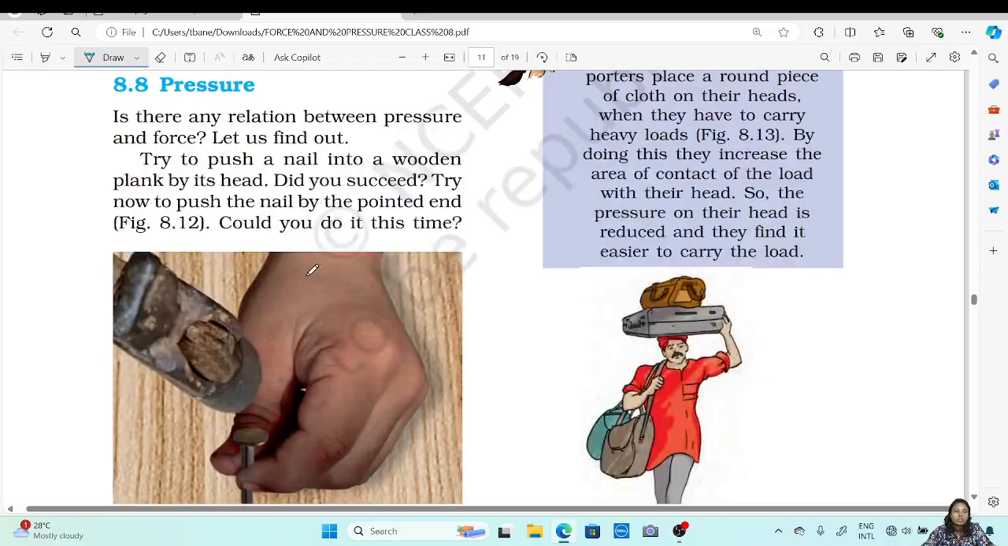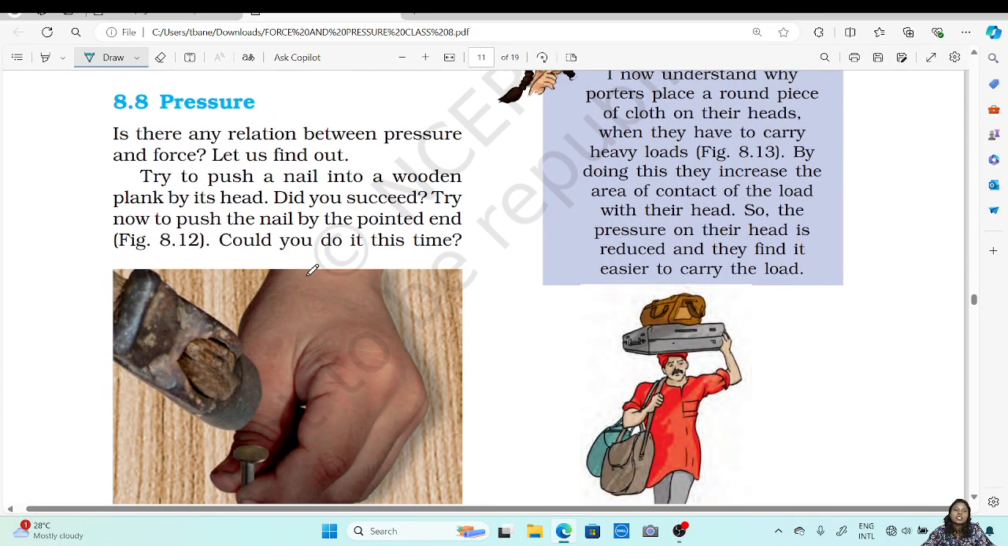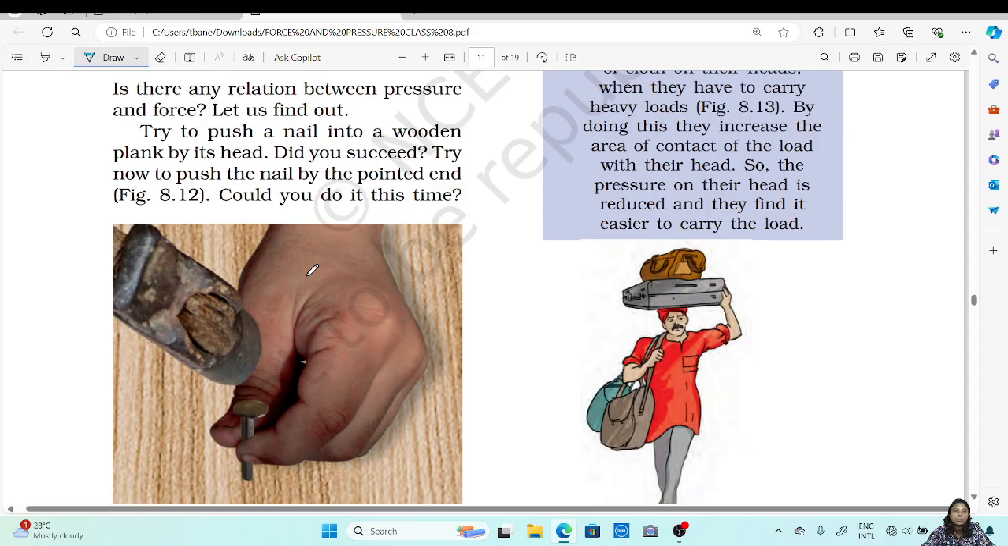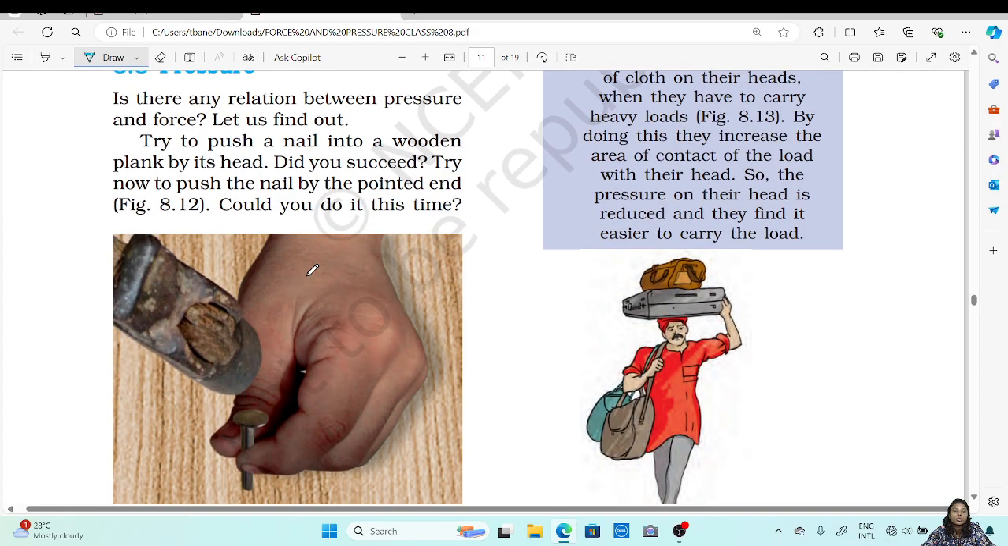Now, pressure. Is there any relation between pressure and force? Now let's find out. Try to push a nail into a wooden plank by its head. Did you succeed? Try to push the nail by the pointed end. Could you do it this time?